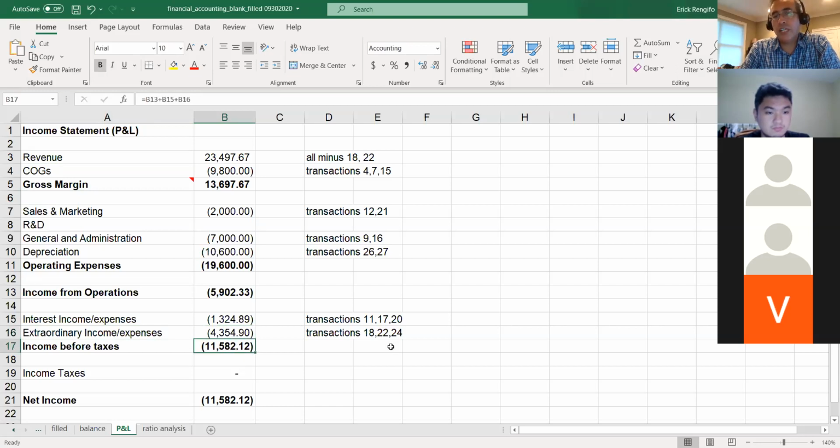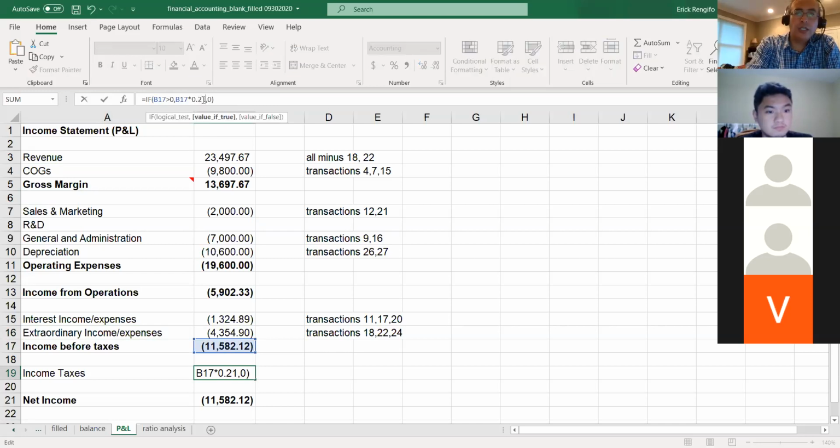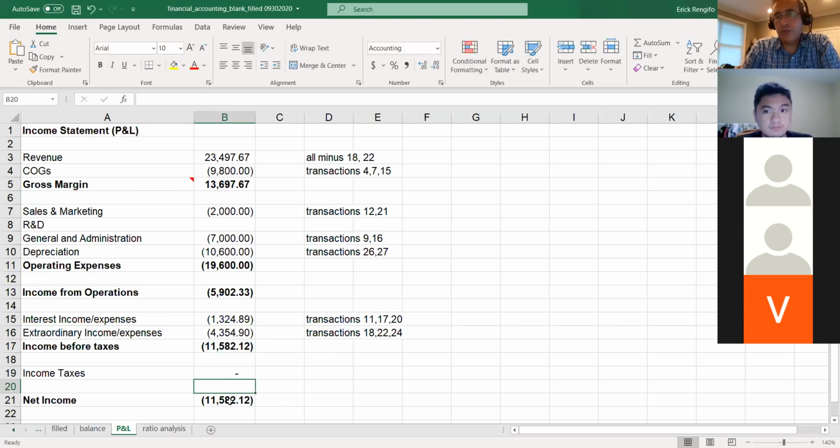So the income before taxes is 11,582. Of course, the income tax only considers positive values here. If it's negative, it simply pays 0. Well, now it's not 0.03, now in USA, 0.21. But in any case, we don't have anything. So my net income, guys, is 11,582.